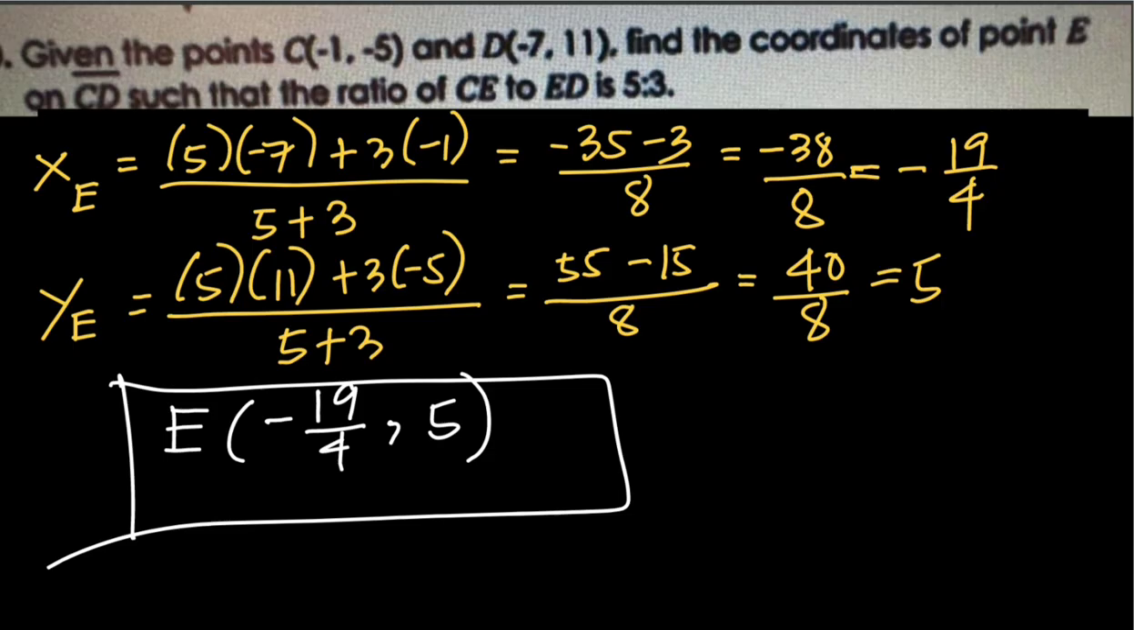You can always check this by plotting it on a coordinate plane and checking if the ratio of the distances is really 5:3. Now let's solve another one.